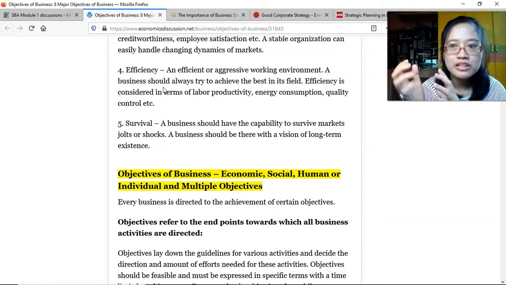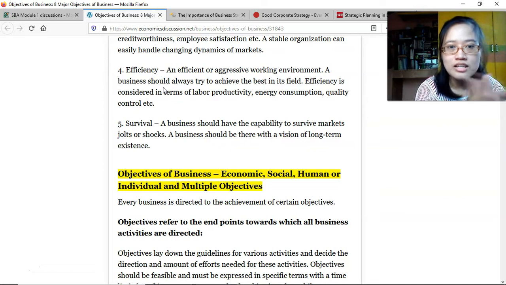Okay? So, hindi yung gumamit ka nga ng least number of resources, pagdating mo naman dun sa napakarami mong output, mga defective, or would need rework. So, that's not efficiency actually. Okay? That's a failed business. Okay? So, for efficiency, they have here labor productivity.